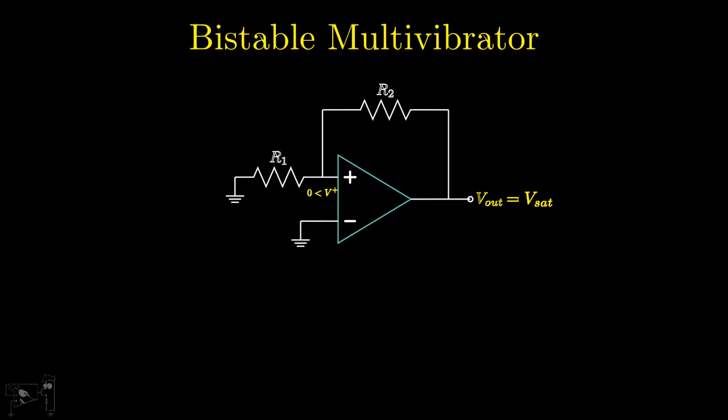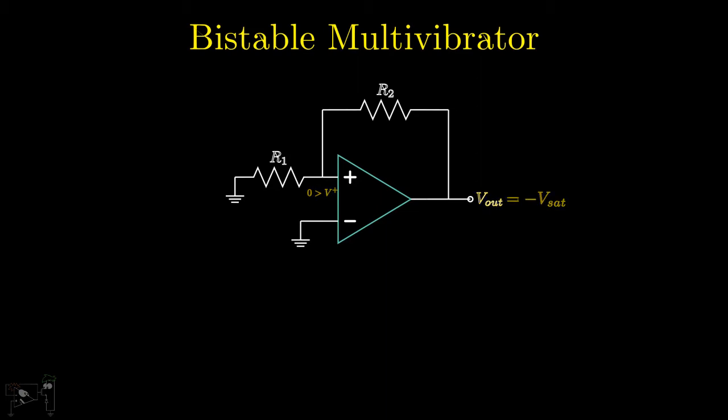Now consider that when the circuit is powered on, the voltage V+ at the non-inverting terminal is slightly less than the ground potential due to noise. In this case, the output saturates to minus Vsat as VID is negative. Again, the output will remain at minus Vsat indefinitely and hence this is the other stable state.